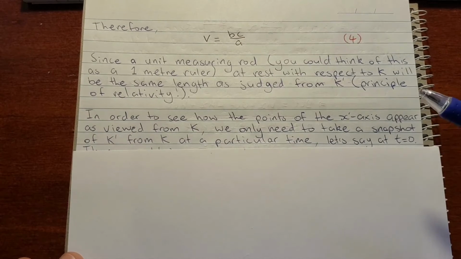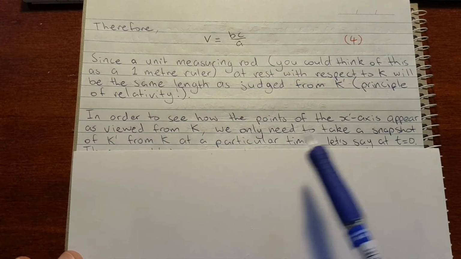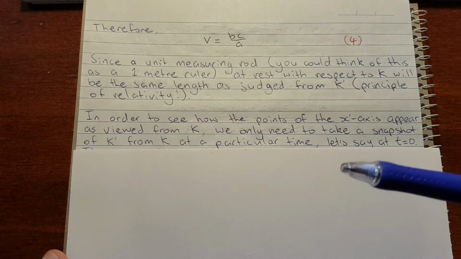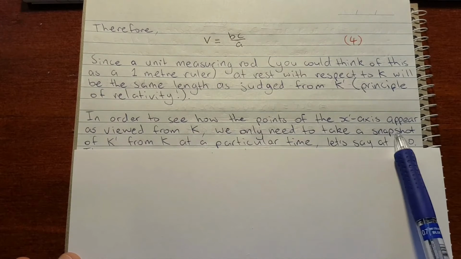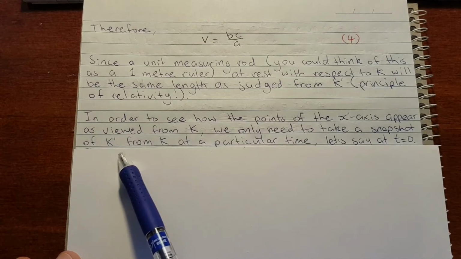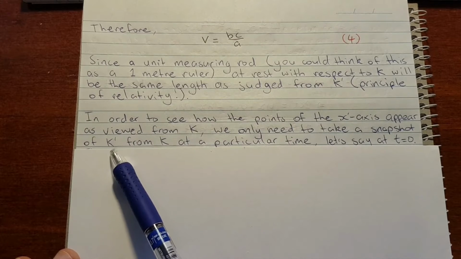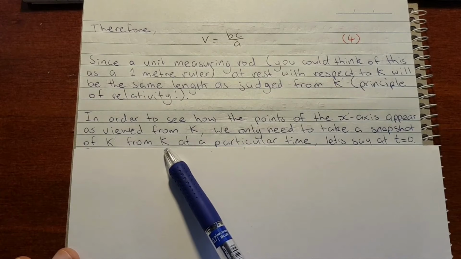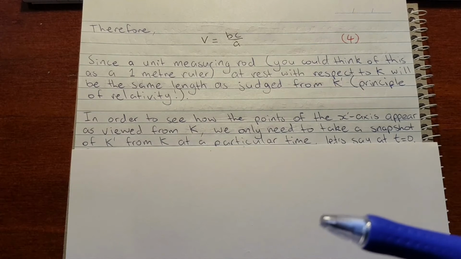So what we're saying here is, in order to know how the points of the x primed axis appear, so we could say what the length of my ruler looks like as viewed from your reference frame, what we need to do is take a snapshot of my ruler on the train that I'm holding from your reference frame. So you'll be standing there and you'll take, say, a picture of me flying by while I'm holding my ruler out so you can see it.